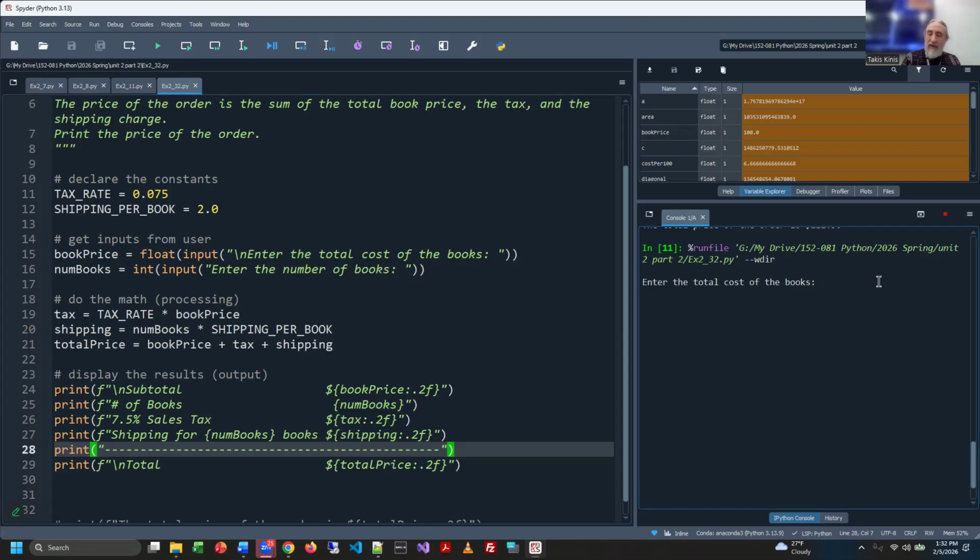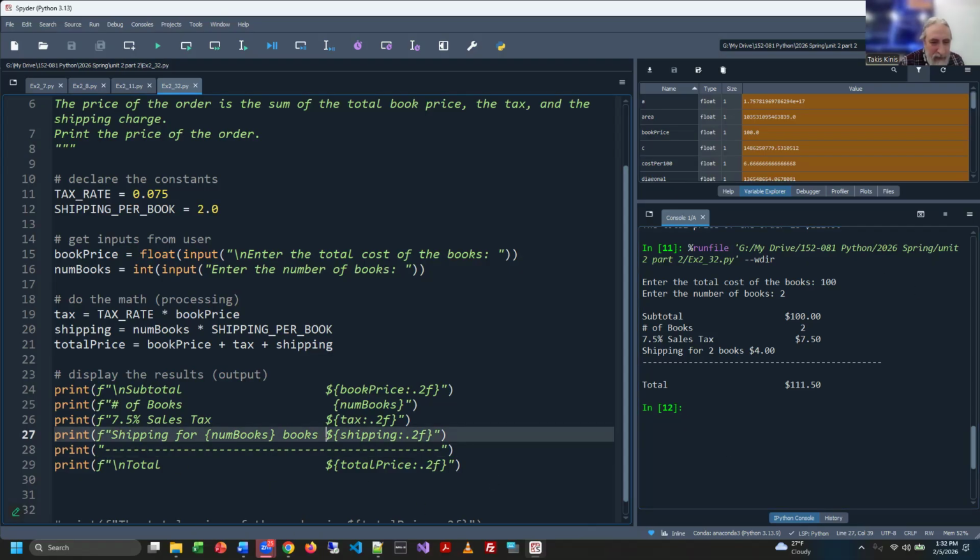So we'll do the same numbers. Total cost of the books, 100. Enter the number of books, 2, but then look at the output. All right, well, the shipping for 2 books didn't really print out all that beautifully. So that one should probably be, I don't know, something like that. But if you want to play with the formatting, look at the F string formatting document and then make it as clean as you want.